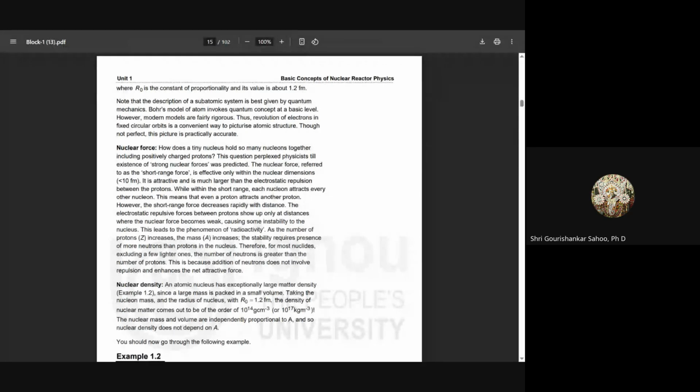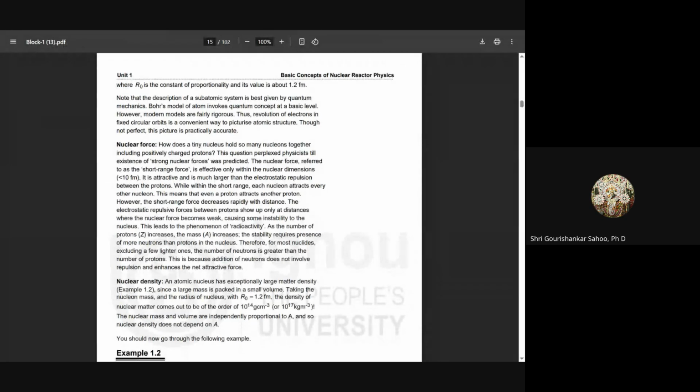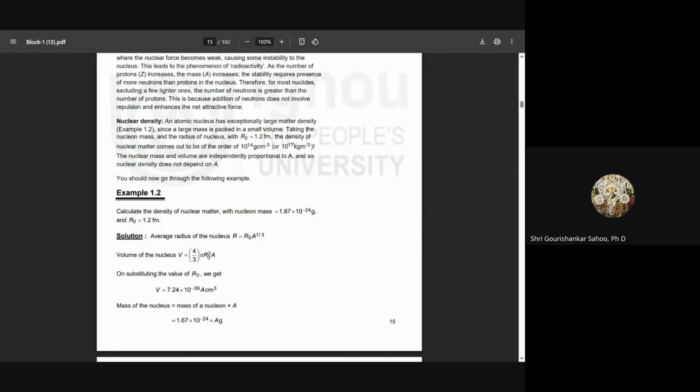As the number of protons increases, the mass number increases. The stability requires presence of more neutrons than protons in the nucleus. Therefore, for most nuclei, excluding a few lighter ones, the number of neutrons is greater than the number of protons. This is because addition of neutrons does not involve repulsion and enhances net attractive force, because a neutron is a neutral particle.